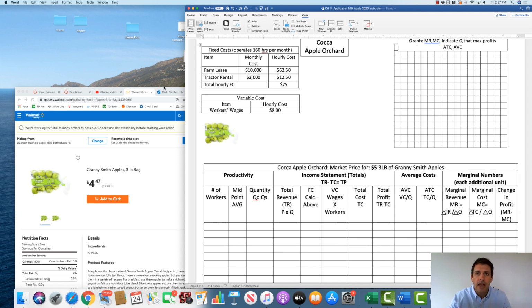So I want to expand. Frankly, the farm's a little bit stinky, but it is making a lot of money. So I want to go ahead and expand. I'm going to start an apple orchard.